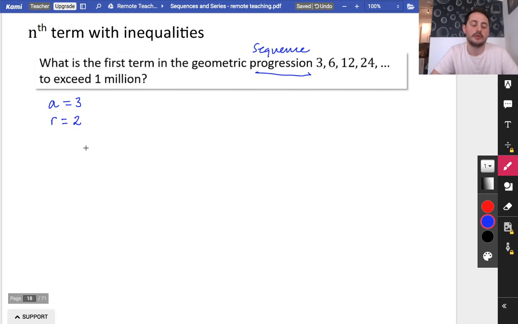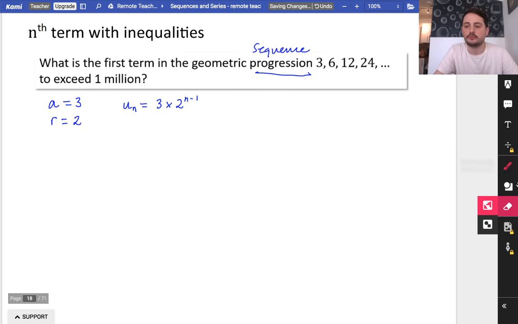The common ratio is 2. So that means that our nth term, u_n, is a times r to the n minus 1. You've got to put this times in here, otherwise you get this, which obviously doesn't make any sense at all because it looks like 32 instead.